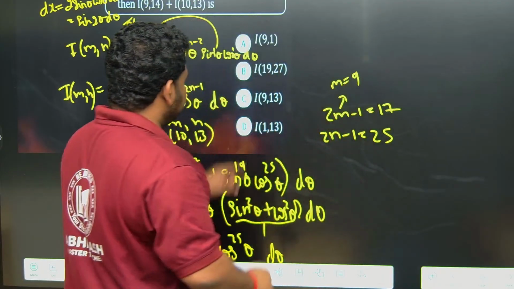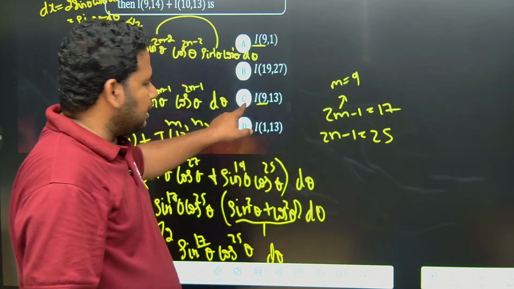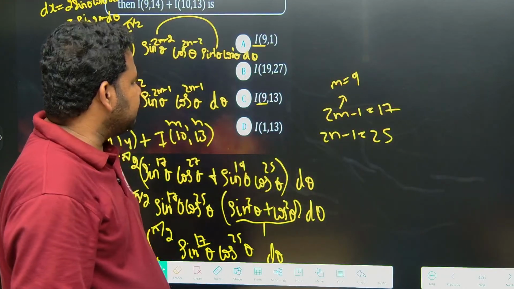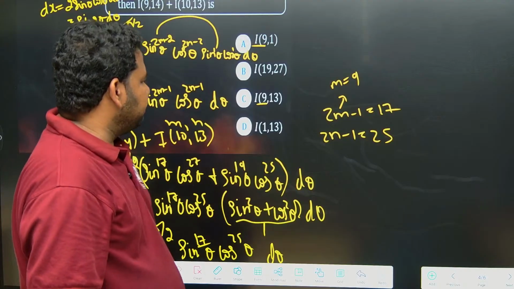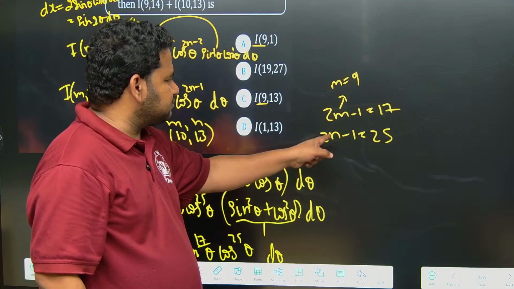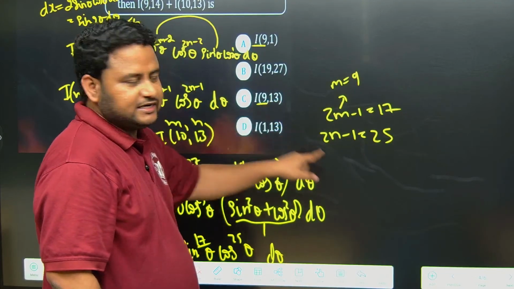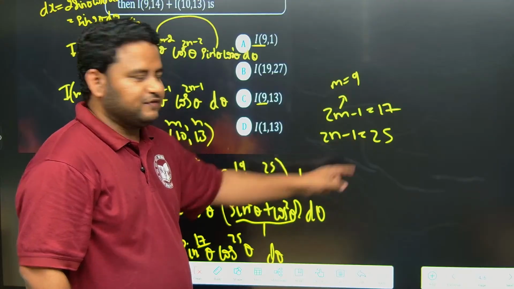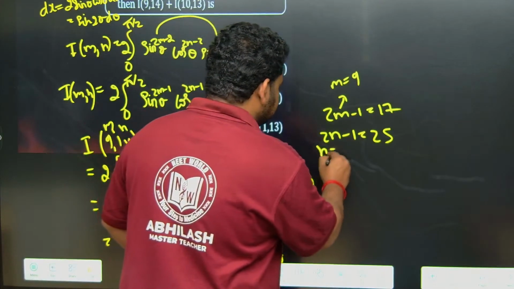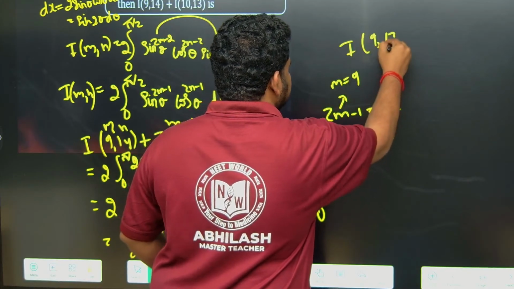What about m is equal to 9? The first option is also there, option C is also there. What about n? Then I have to check for n. For what value of n will I get 25? 2 into 1 is 2, 2 minus 1 is 1 itself, I am not getting 25. What about this one? 2 into 13 is 26, 26 minus 1 is 25. So n is equal to 13. So the answer is 9 comma 13, that is option C.